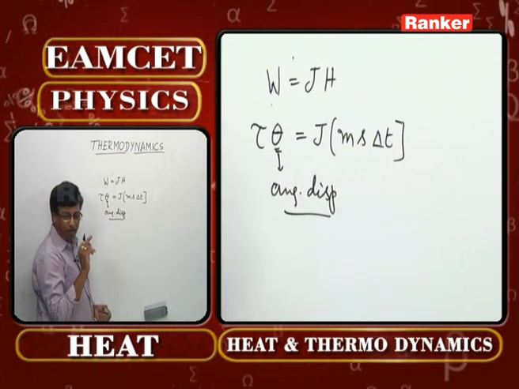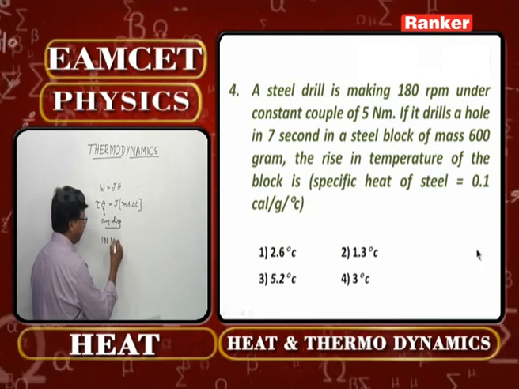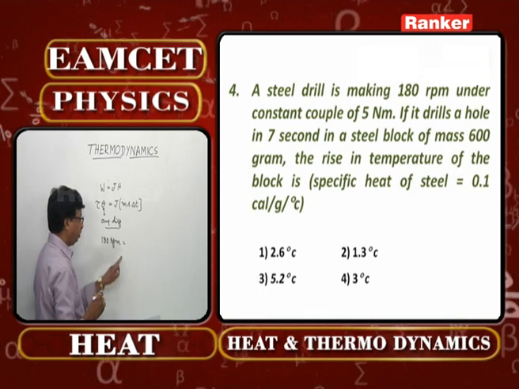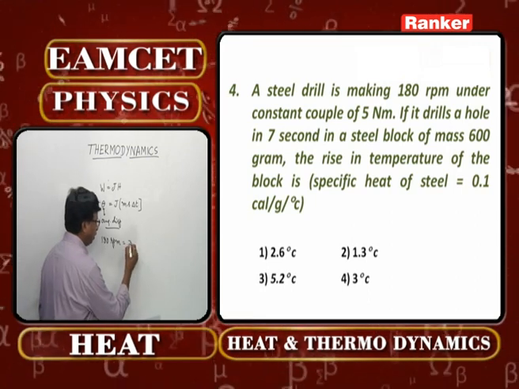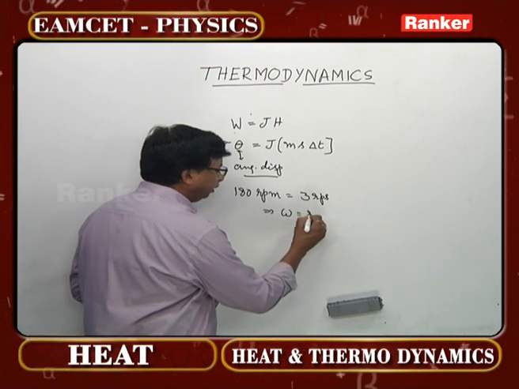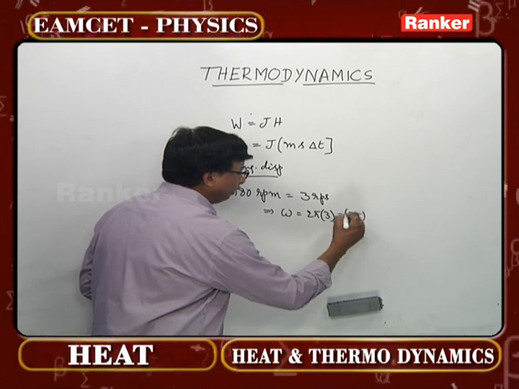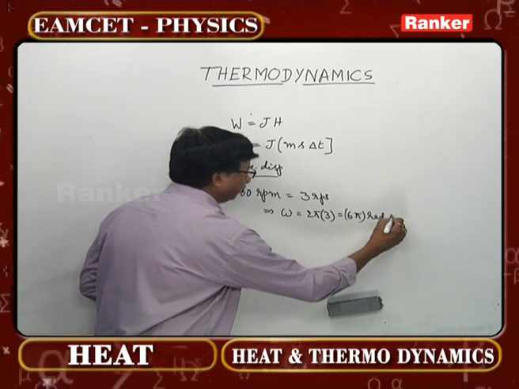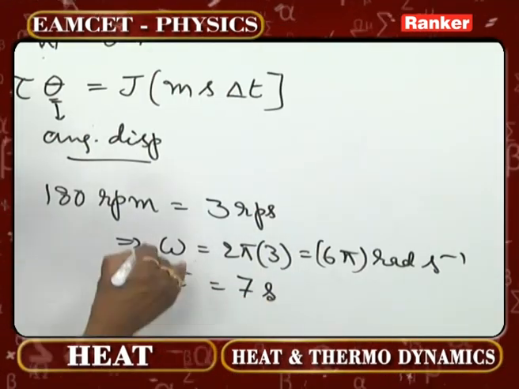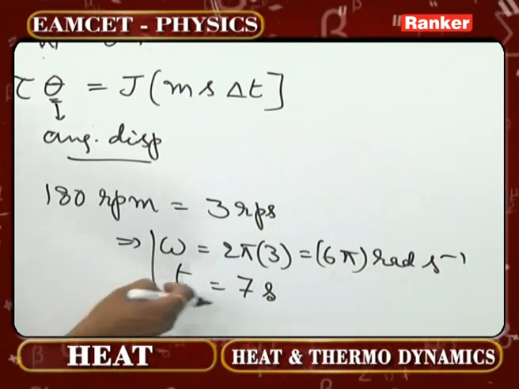Remember, what are the values he has given you? Check now. 180 rpm. All of us know very well, when rpm is to be converted into rps, we have to divide by 60. So it now becomes 3 rps. Then what will be the value of omega? It is 2 pi into 3, which now becomes 6 pi radian per second. That's the value of omega, and time is given as 7 seconds. How much time has it taken to drill? Right, it is 7 seconds.